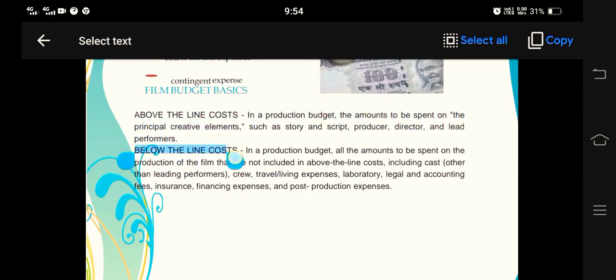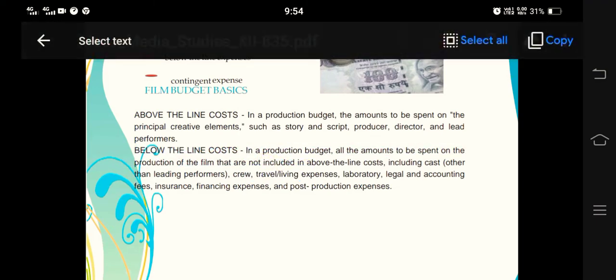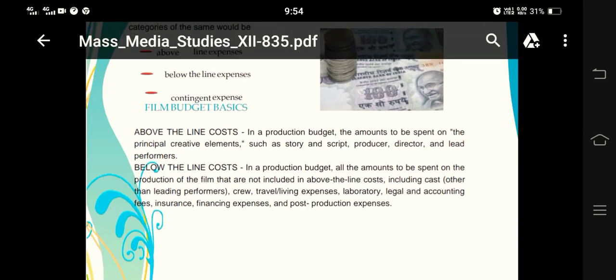Now, what are below the line expenses? Below the line expenses are basically the rest of the people. What is not added in above the line expenses, those things are added in below the line expenses.